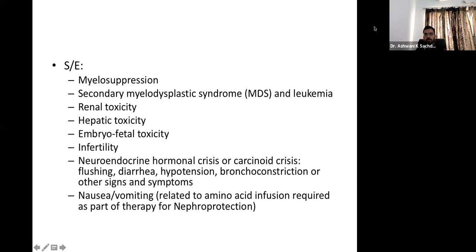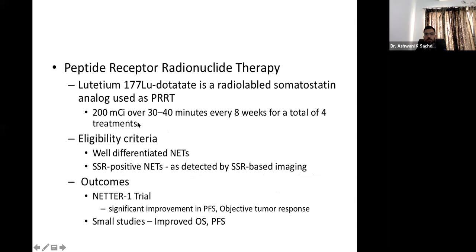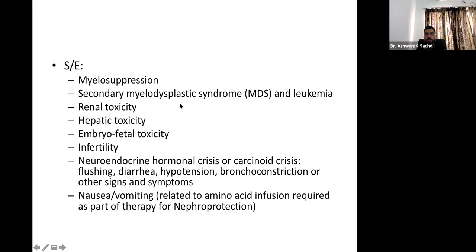Side effects of PRRT are myelosuppression, because a high dose of radiation is given. Secondary myelodysplastic syndrome and leukemia may develop. Renal toxicity, hepatotoxicity, and embryo-fetal toxicity can occur. Infertility, and the patient can develop a neuroendocrine hormonal crisis or carcinoid crisis at that time. Nausea and vomiting are also common, but they are more related to the amino acid infusion, which is required as part of therapy for nephroprotection.